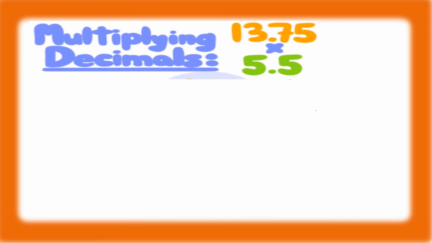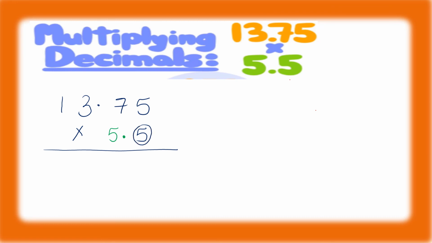Okay, so let me write here 13.75. Okay, multiply by 5.5. So I am multiplying right here 5 point and this 5. Now the first thing is that when we start multiplying, we multiply this number with all the numbers starting from right to left. Okay. So I'm showing you here 13.75 and this will be multiplied by this 5. Okay, here. I'm showing you here and then we will write it over here.